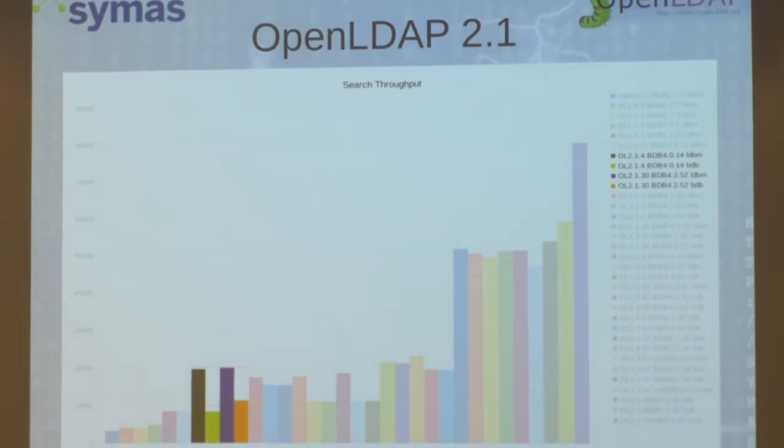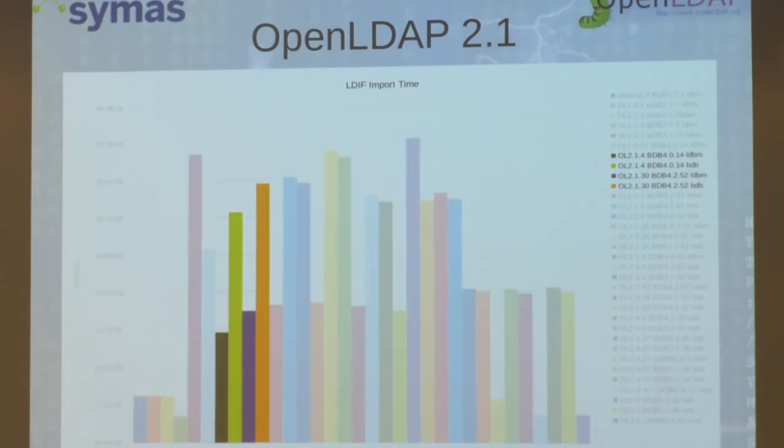Now, that backend got off to a rough start too. You can see here that the LDBM backend is still twice as fast as the Berkeley DB backend. And the import speeds are still pretty bad. For back-ldbm, we did manage to improve things. And for Berkeley DB, just the overhead of Berkeley's transaction API is really what slows things down.